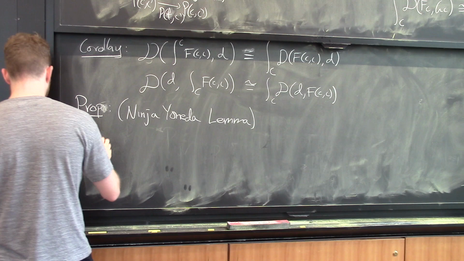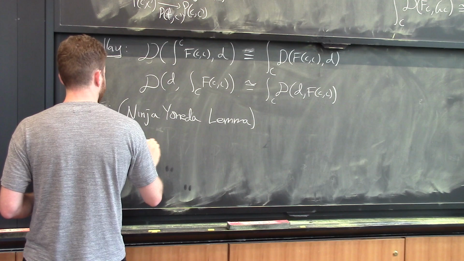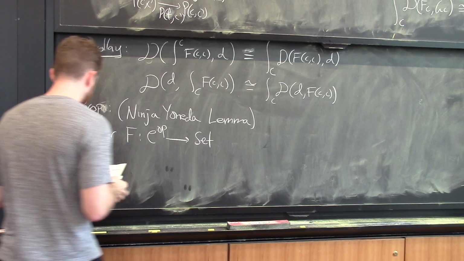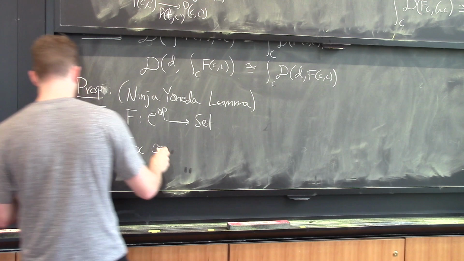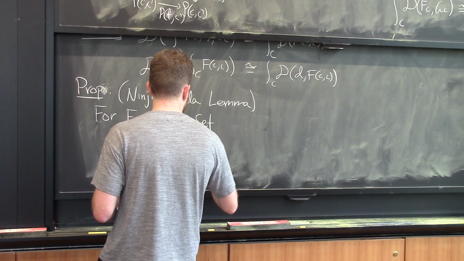So let's suppose we've got the input for the unit lemma. We've got some differential set. The ninja unit lemma says we can make the following calculation. The value of the functor F on x is the same thing as the following coend: F of c cross c.